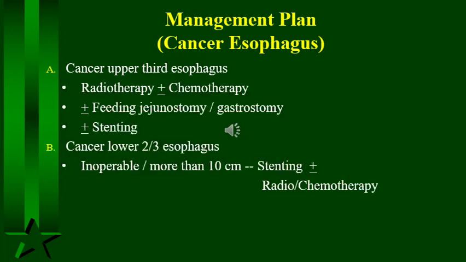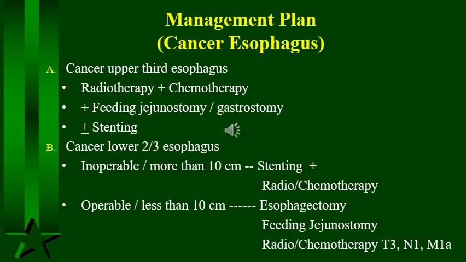For lower two-third tumors, inoperable cases are best palliated by endoscopic stenting and sending the patient for palliative radiochemotherapy. When stenting fails, a feeding gastrostomy is done.